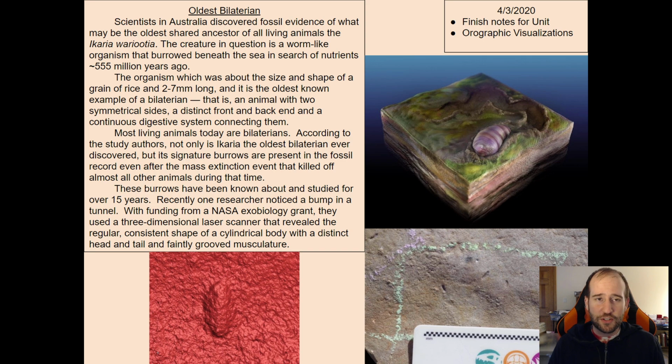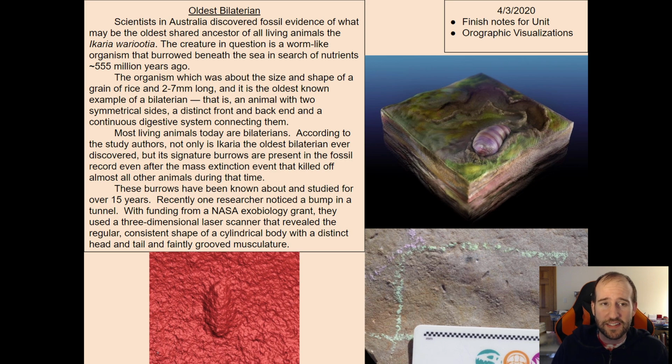And so, picture of the day. Here we go. On the top right is a little artist rendition, but it's really the bottom left that is the actual true picture of the day. It is what they believe to be the oldest bilaterian that has ever been discovered. A bilaterian is a little tiny animal that has symmetrical sides, has a distinct front and back end, and a continuous digestive system that connects those two ends.